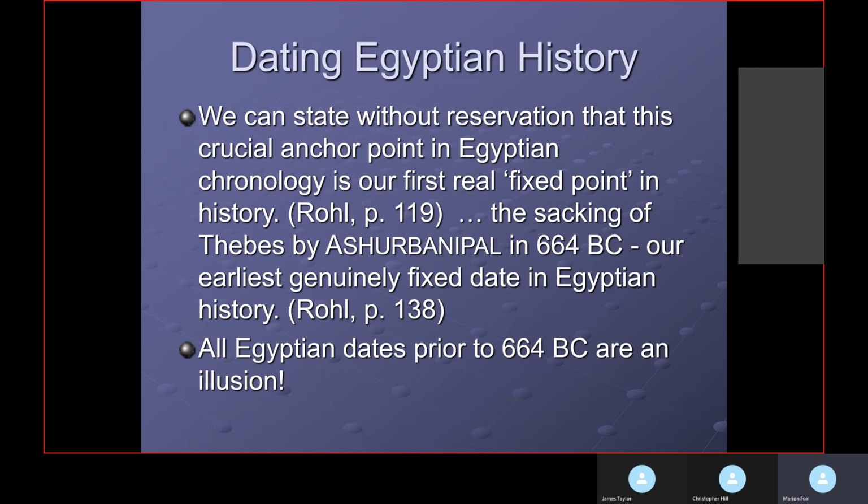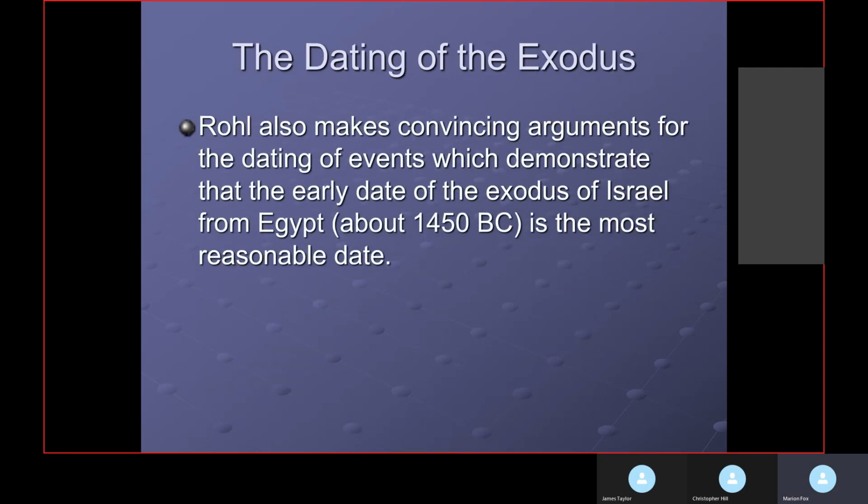They don't have a fixed date for them. They just don't have it. Rowe also makes convincing arguments for the dating of events which demonstrate that the early date of the Exodus from Egypt, about 1450 BC, is the most reasonable date. The claim that it occurred in about 1250 BC has been disproven in this book by Rowe.